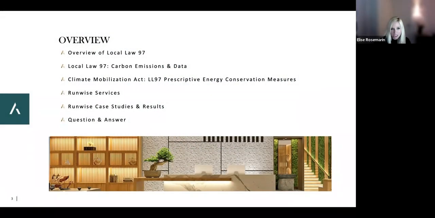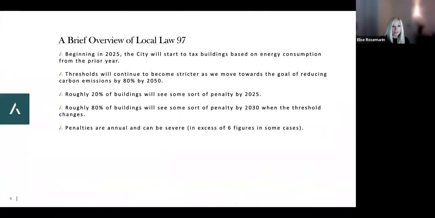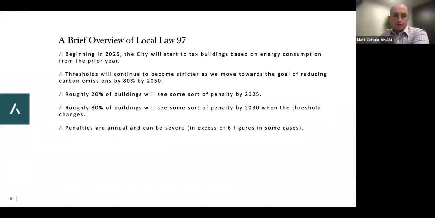All right, Matt. So let's get started with the overview of Local Law 97. Sure. So I think our clients' firsthand experience with the Climate Mobilization Act were actually the letter grades which fall under Local Law 95. However, the centerpiece of the legislation is really Local Law 97, which essentially is a tax on how much carbon your building produces with the energy that it uses.